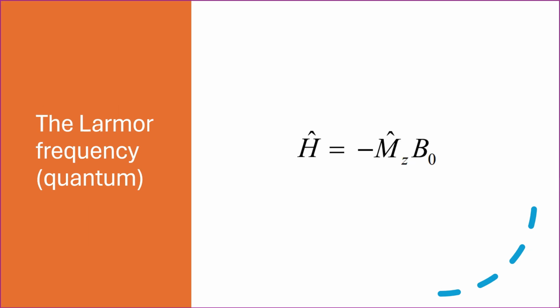Now, at what frequency will this spin or precess around the axis? The answer is something called the Larmor frequency. There's two ways of proving this again. I'm going to do it quantum first, then classical.